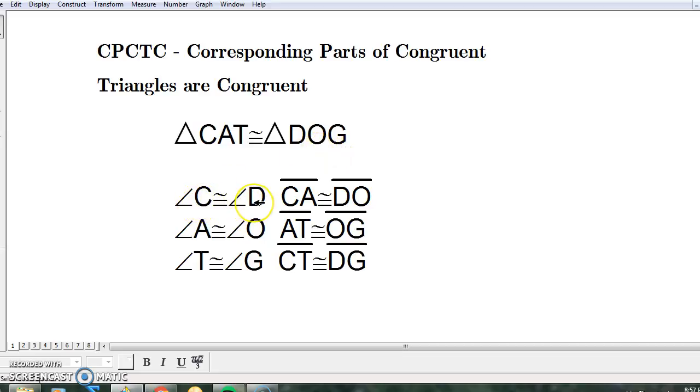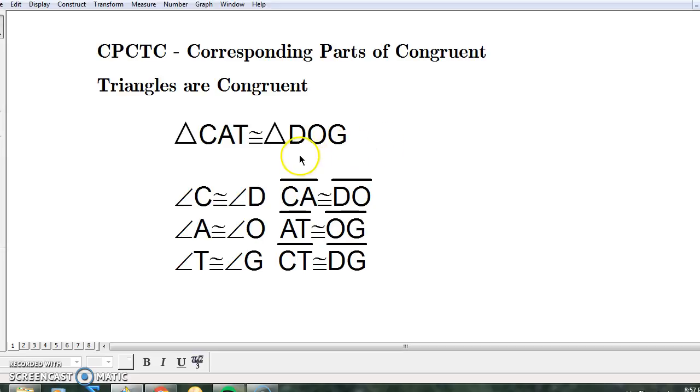C is congruent to angle D, angle A is congruent to angle O, and angle T is congruent to angle G. And you can see that in the order they're written, we've got the corresponding parts. We know that C goes with D because they're both first, and then angle A goes with angle O because they're both second, and angle T goes with angle G because those are both last. And that's called corresponding parts of congruent triangles are congruent, because the C and the D are corresponding, and the A and the O, etc.